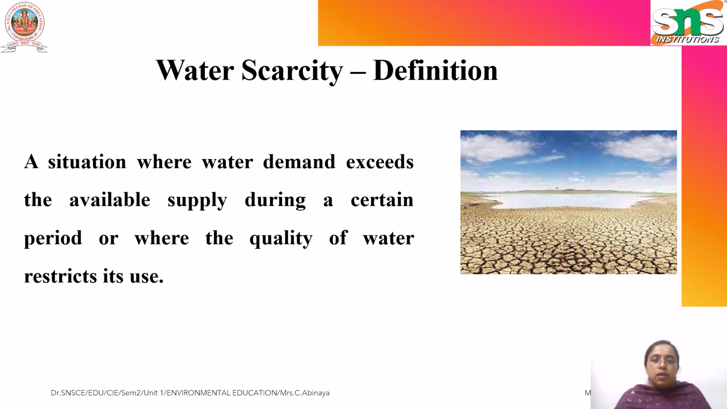Water scarcity. It means there is not enough water availability to meet the demands of people, agriculture and industries in a particular region. Simply, when there is not enough clean and safe water for drinking, farming and other needs, we call it water scarcity.